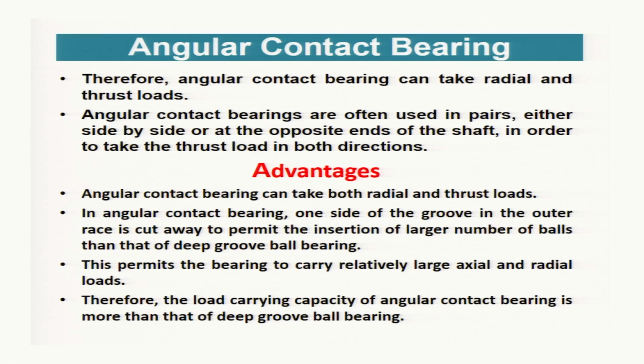Advantages: angular contact bearing can take both radial and thrust loads. In angular contact bearing, one side of the groove in outer race is cut away to permit the insertion of a larger number of balls than that of deep groove ball bearing. This permits the bearing to carry relatively large axial and radial loads. Therefore, the load carrying capacity of angular contact bearing is more than that of deep groove ball bearing.